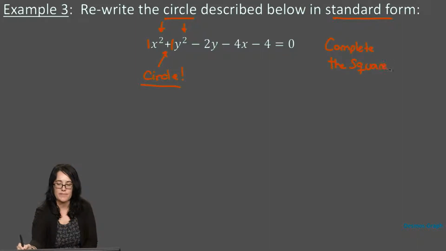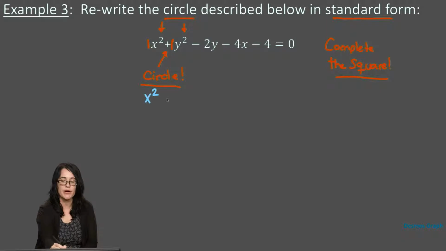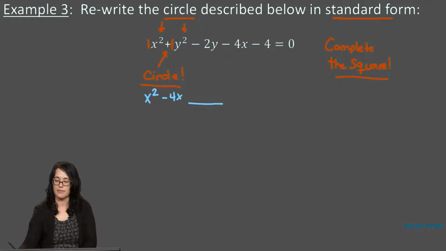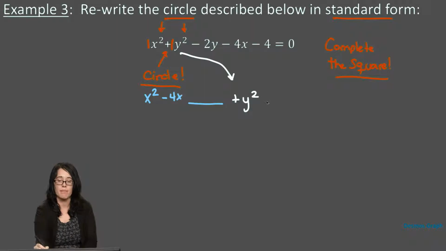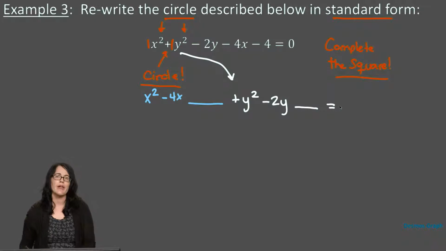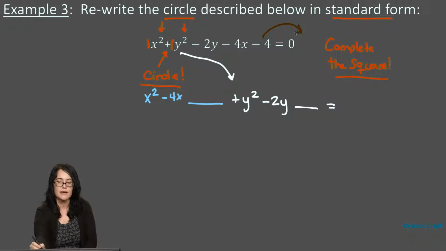So what did we do with that? We grouped the variables together, good job. So if I group my x variables together, I would have x squared minus 4x, and I'll leave some space for my completion. And then I would group my y variables together. So positive y squared, good job, minus 2y, and then leave some space for completing that square. And what about your constants? Good, yeah, we need to move them over to the right side. So moving -4 to the right side, you'll have 0 plus 4, which is just a 4.